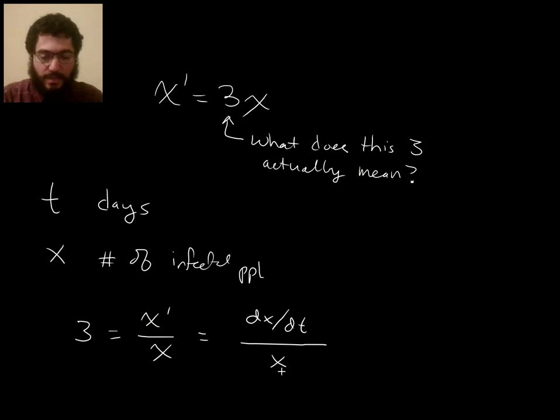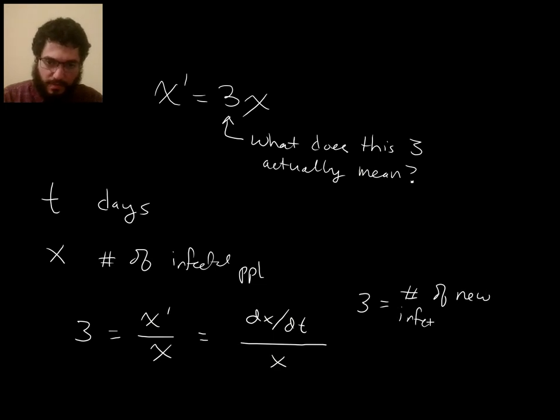That's dx dt. And then I'm dividing by the number of infections currently. So it looks like 3 here is this ratio, the number of new infections per day per existing infection. So that's a nice way to describe what that number is. So let's write that down. Number of new infections per day per infected person.